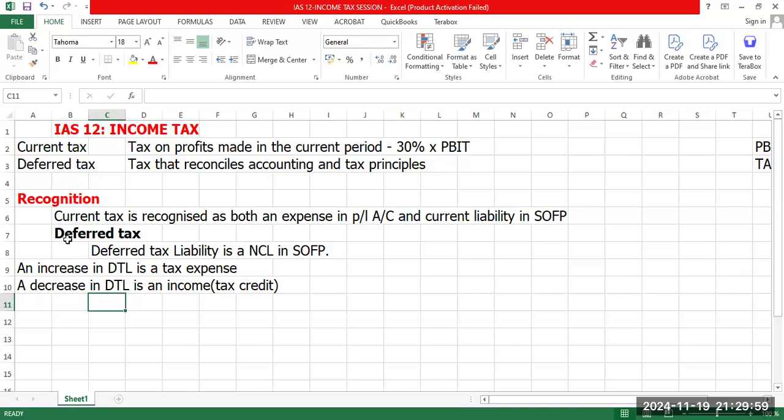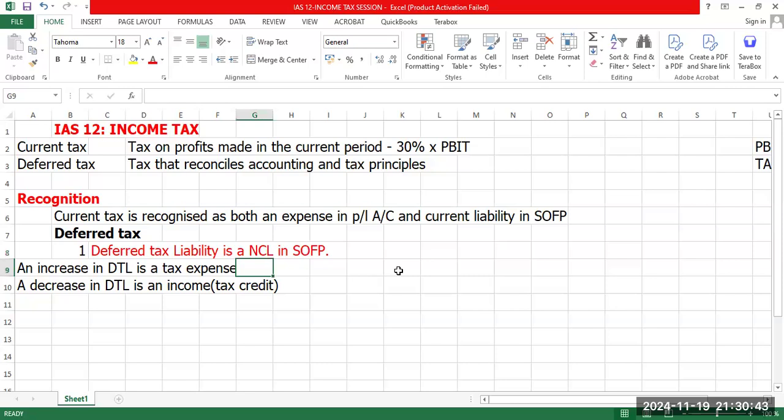Now, I was saying that deferred tax can be categorized into two. One, you have deferred tax liability, and deferred tax liability is a non-current liability in the statement of financial position. And an increase in the deferred tax liability is a tax expense.